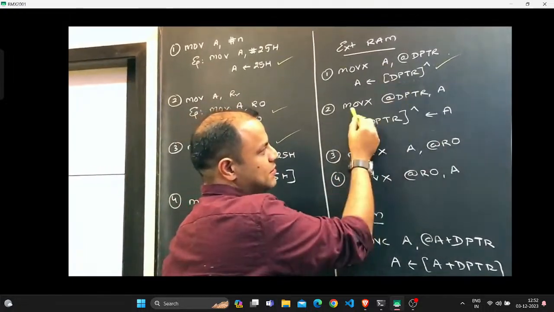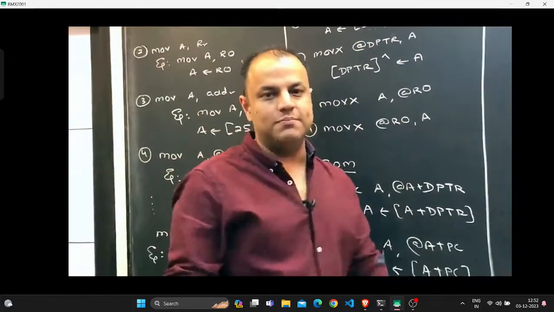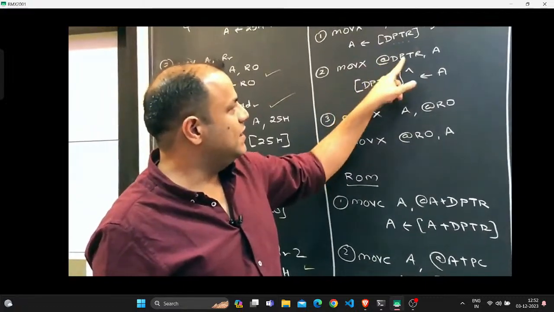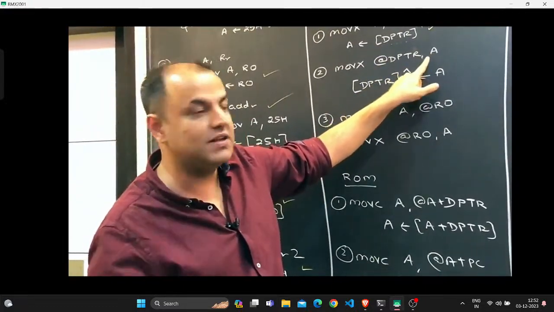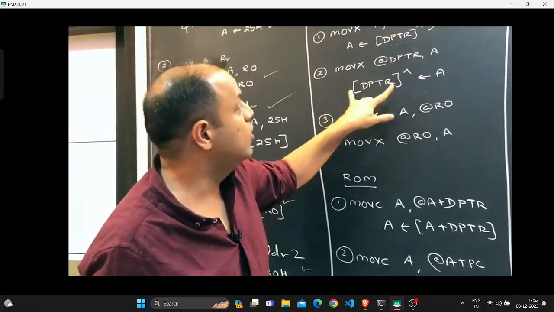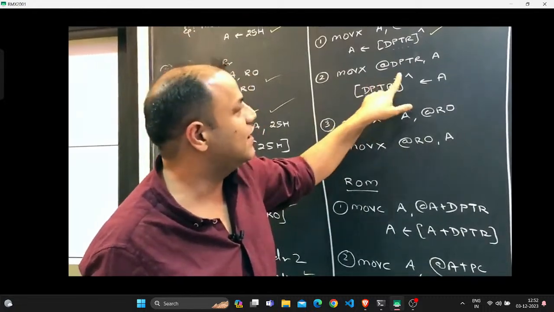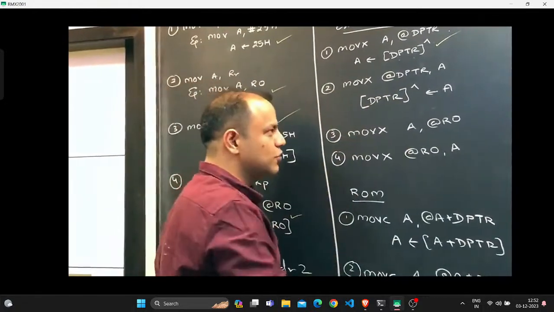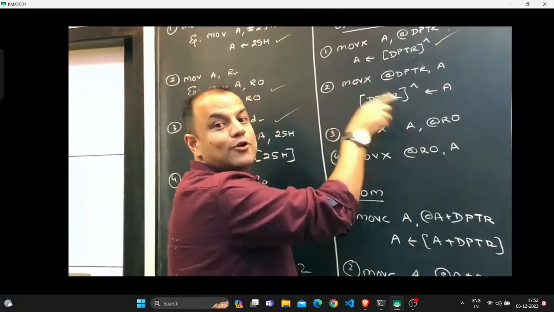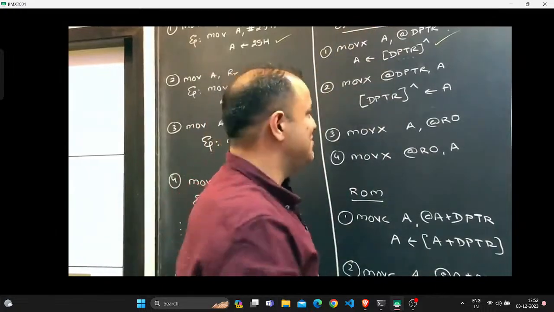Similarly, the reverse operation: MOVX @DPTR, A. Come on, explain to me by yourself. MOVX @DPTR, A. That means A is giving the data to the location pointed to by DPTR in the external RAM. So if DPTR is 4000, the value of A will be stored at location 4000 of the external RAM. Tell me, are you clear?